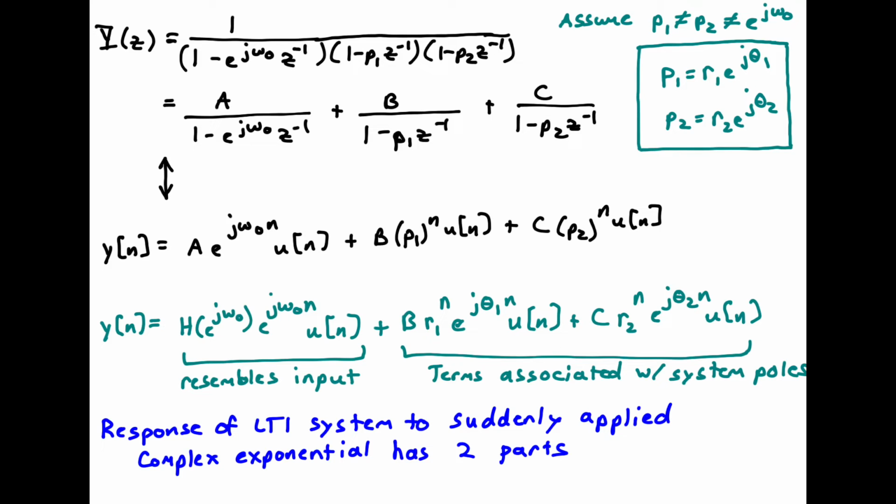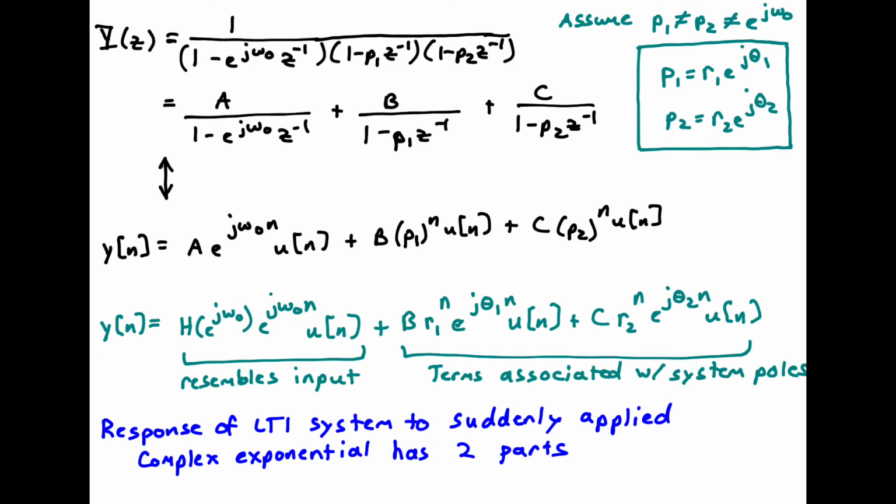So what we have is the first term resembles the input that's being forced. That's the input into the system, but now scaled by the frequency response at the frequency of the exponential. And then we have the two terms associated with the system poles. And this works for any second order system. We didn't assume a particular value for omega 0.